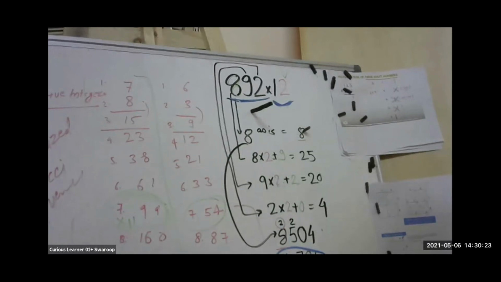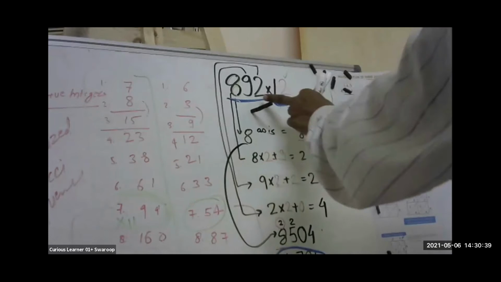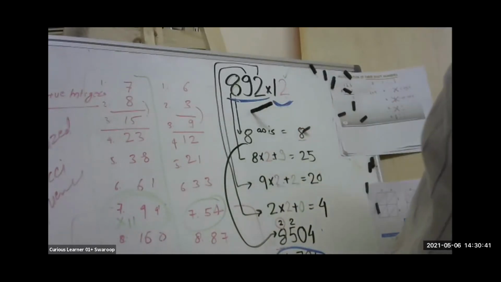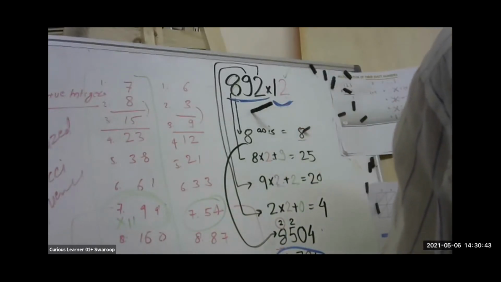One number multiply with 2, add 2 next. Number multiply with 2, add 2 next. This one is a little tricky because it involves 3 digits. Okay? The same thing. 892, we do it with 312.